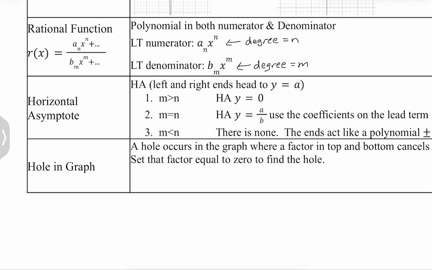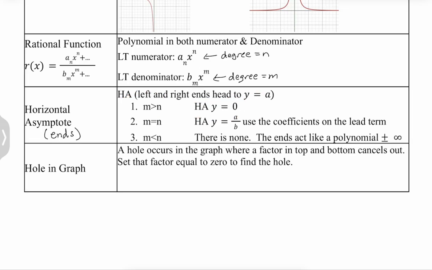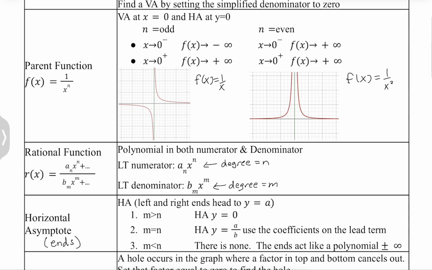So horizontal asymptotes, you might recall, this is our ends. What is happening on the ends? Well, if our higher power is in the bottom, our ends are always going to head to 0. And we saw that because the only power, hence the higher power, is in the bottom.